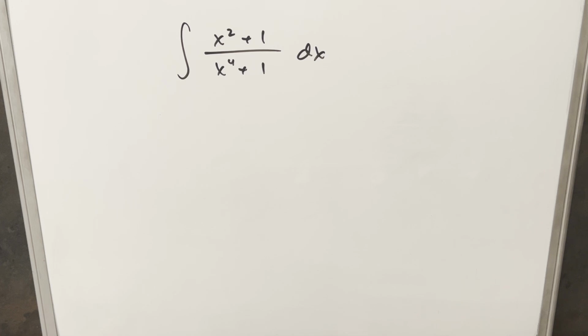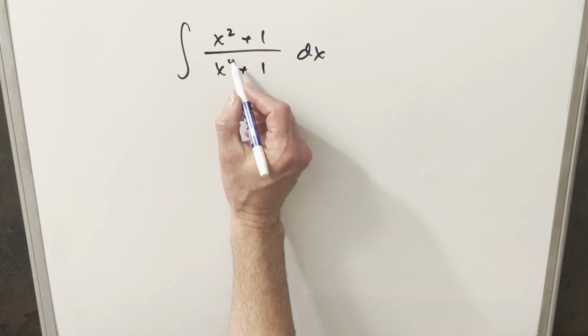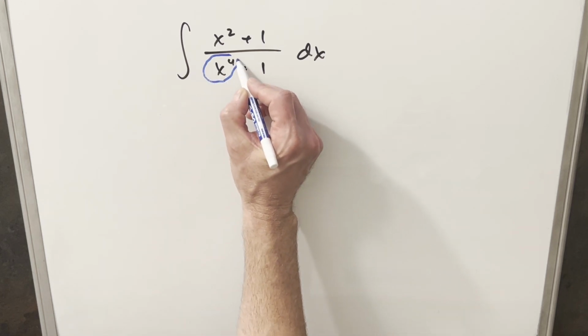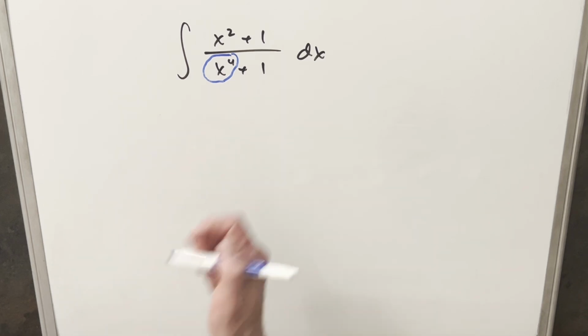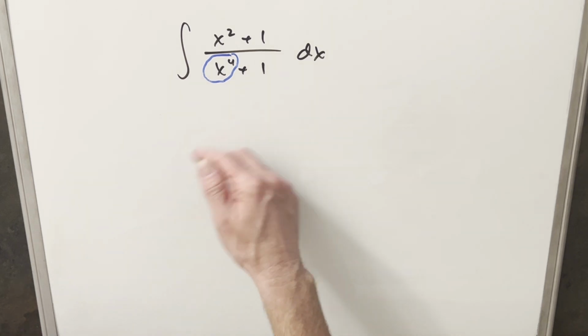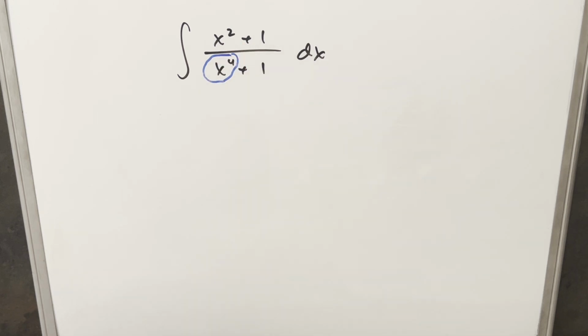Okay, we have written another integral on the board. We've got the integral of x squared plus 1 over x to the fourth plus 1 dx. To get started with this, the tricky thing is just having x to the fourth here. And unfortunately, it's not x to the fourth minus 1. If it was x to the fourth minus 1, we could use difference of two squares and get some cancellation. So unfortunately, we have a plus here, and so we can't do that.